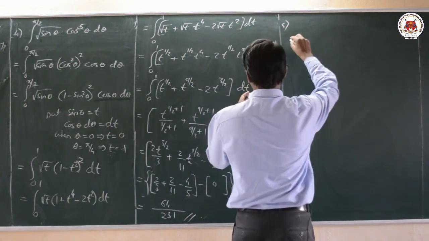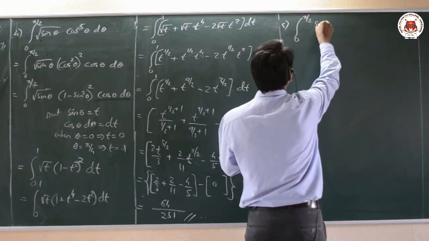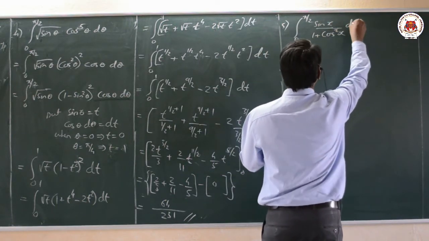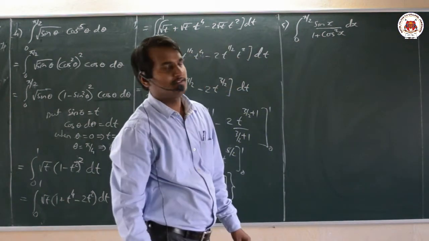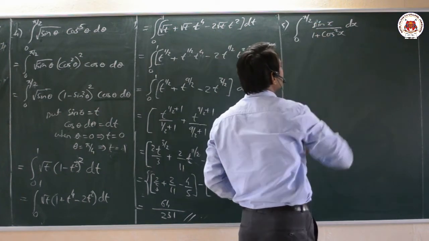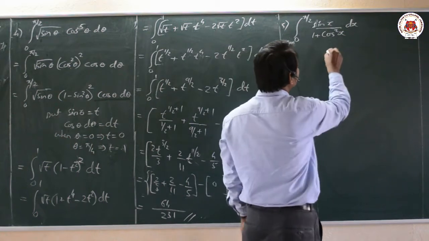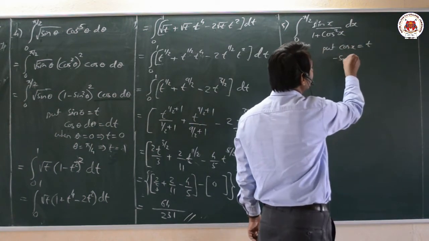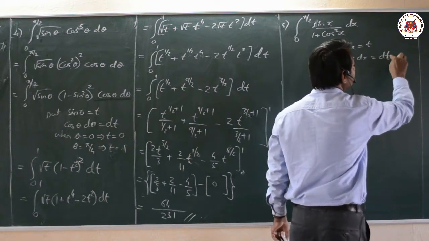The fifth example is the integral from 0 to pi by 2 of sin x divided by 1 plus cos square x dx. Now here I will make use of substitution and then we can solve it. Put cos x equal to t. That implies minus sin x dx equals dt.